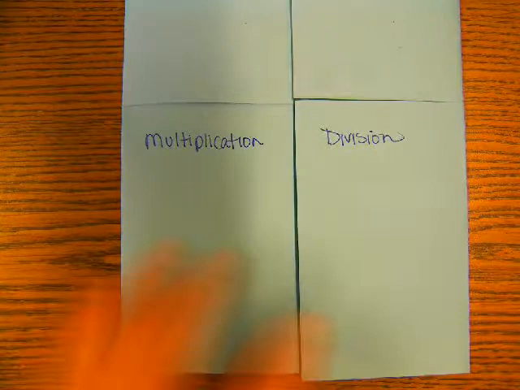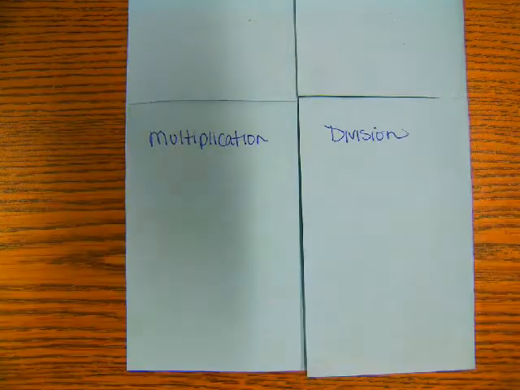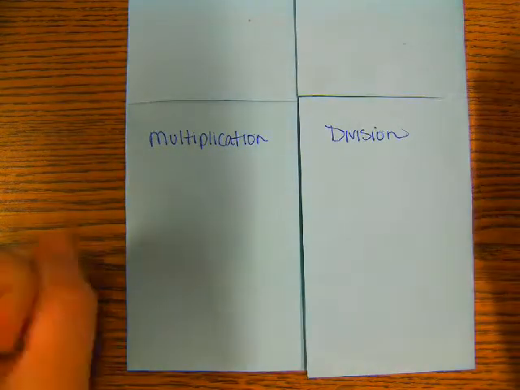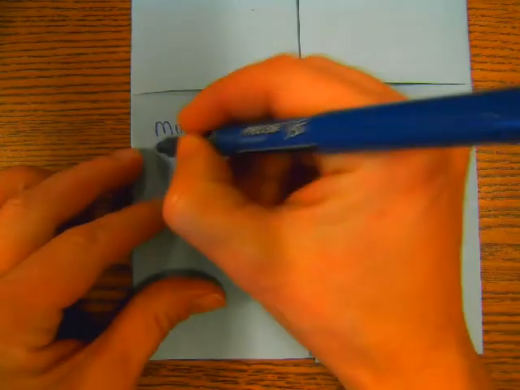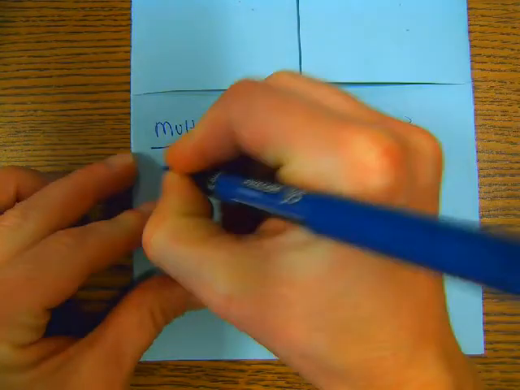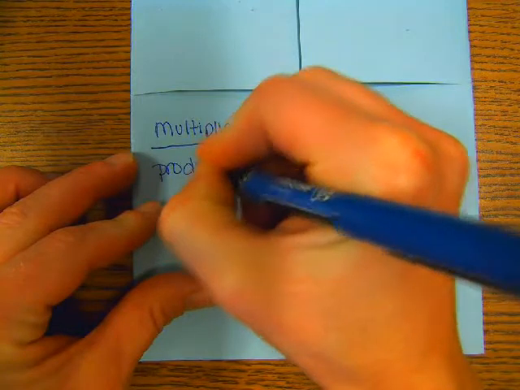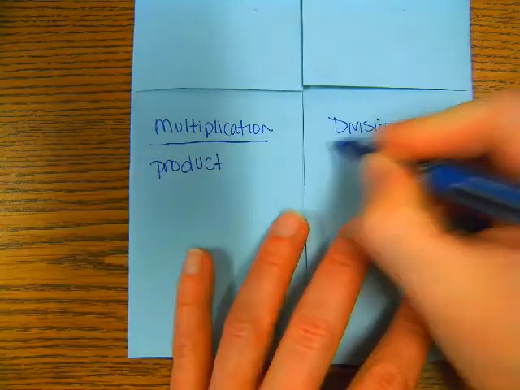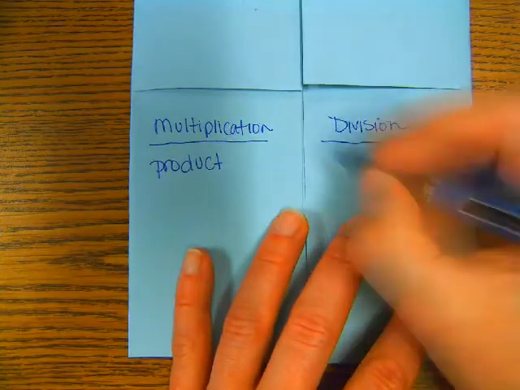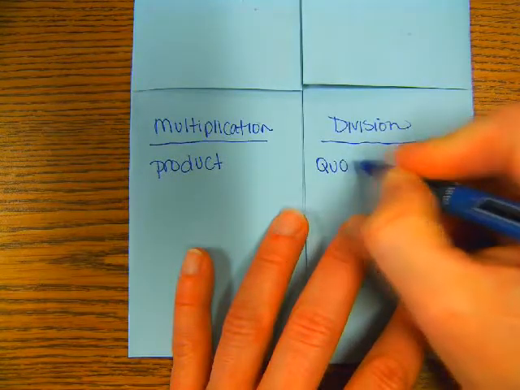Okay, so what is one of the formal words we use for multiplication? It starts with a P. Do you remember? Good. Product. And how about for division? Started with a Q. Quotient. Very good.